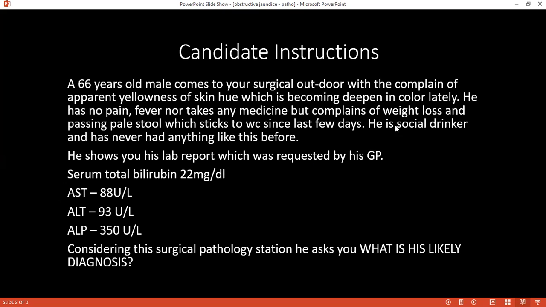Look, it's not cancer at the moment. The patient is a social drinker. Oh, okay, yeah, I missed that. And the patient has no fever, no pain, so no sign of cholangitis. So there is no stone at the moment, right? Yeah. Maximum it could be because of pancreatitis.